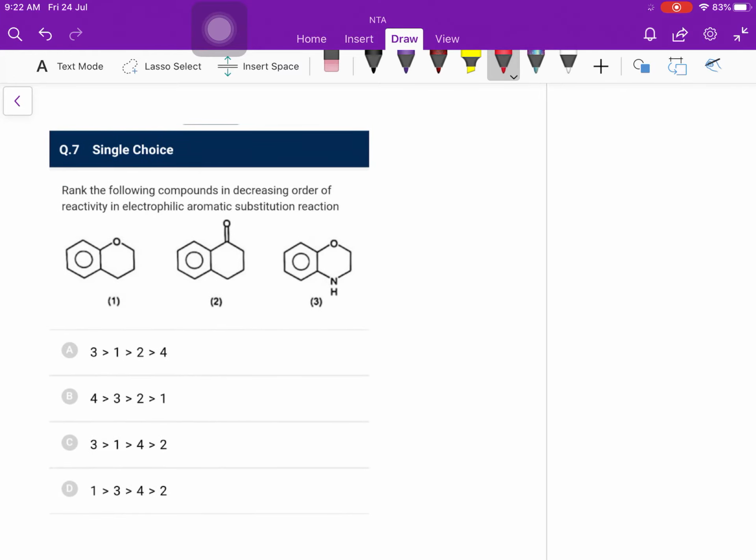Rank the following compounds in decreasing order of reactivity in electrophilic aromatic substitution. So we have to arrange it in decreasing order. First of all, let us see which are electron withdrawing groups and electron donating groups. Oxygen here is electron donating, nitrogen is electron donating. Both are electron donating to the benzene ring, therefore making it highly active.